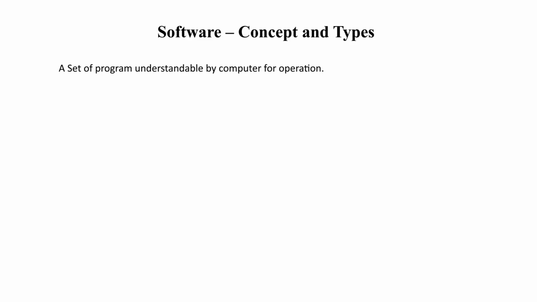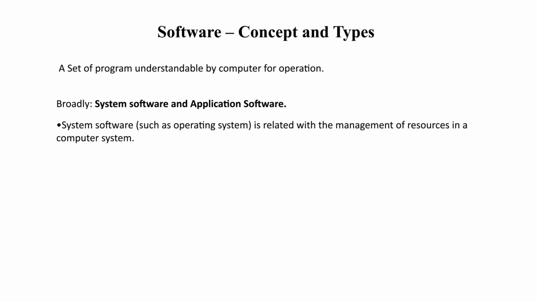Based on applications and availability, software is of two types. First is system software. Second is application software. These two types are based on the applications. System software is software which is basically used to run the overall system process, or you can say the software which manages the overall computing system.